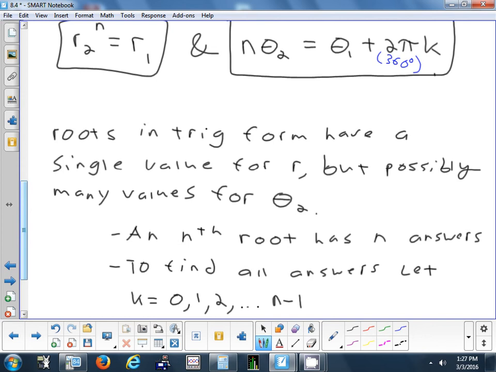What if you were looking for a 5th root? What would be the values for k? 0, 1, 2, 3, 4. That's how you get the 5 answers. It'll make a lot more sense once we do it. And the nice thing is you can use this procedure every time you do a problem. It never changes. There's no tricky cases. It's just this every time. So once you get it, you really get it.